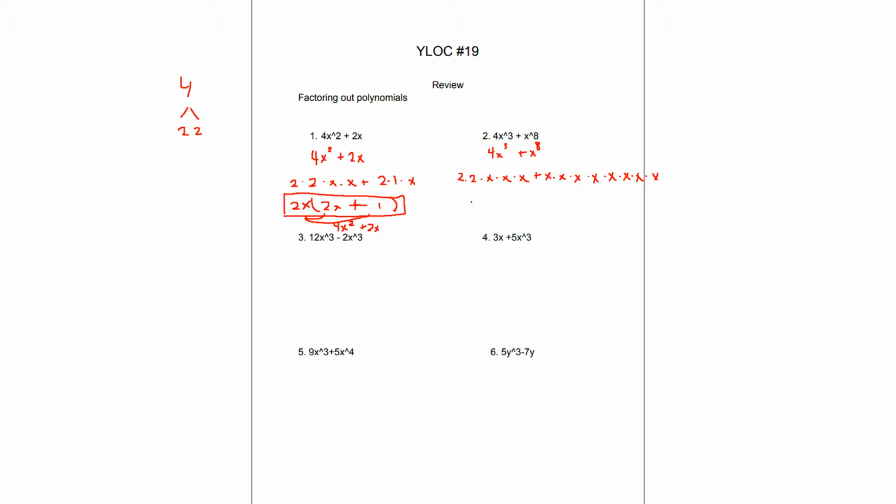So if we were to pull that out, then it would just look like x to the power of 3 times 4, because we're left with 2 times 2. And then here we're left with x to the power of 5, because there's a total of 8 x's here. You're pulling 3 out, so you have a remainder of 5 x's, which is just x to the power of 5. So this is your answer for number 2.